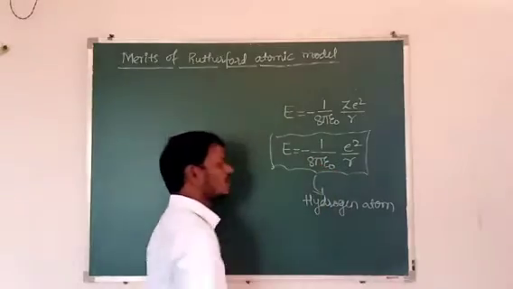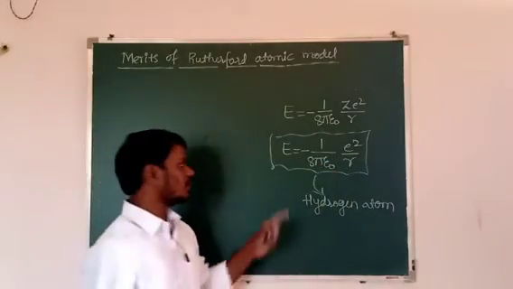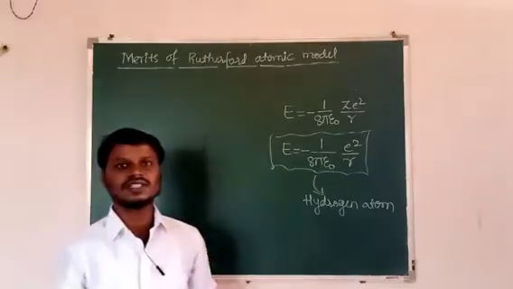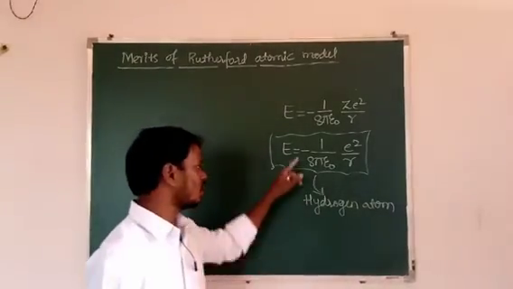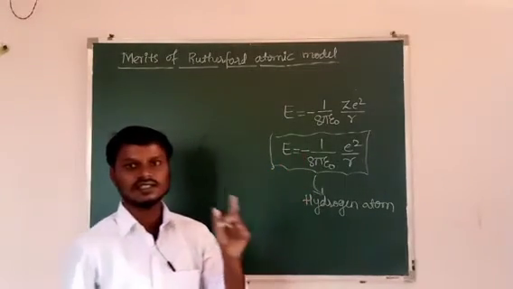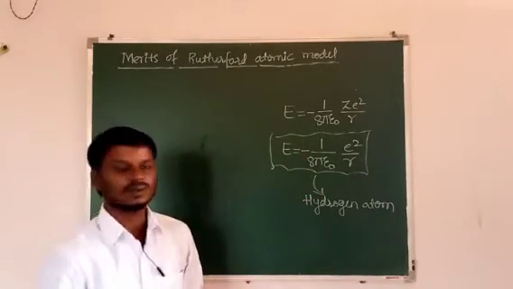Then what negative sign indicates here? The energy of the electron is negative in the given orbit because that electron is bound to the nucleus.